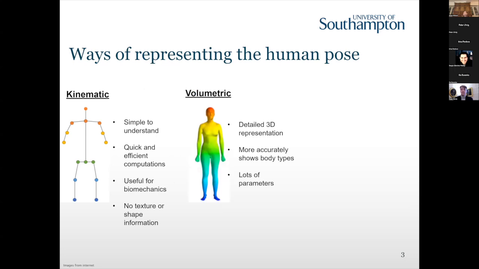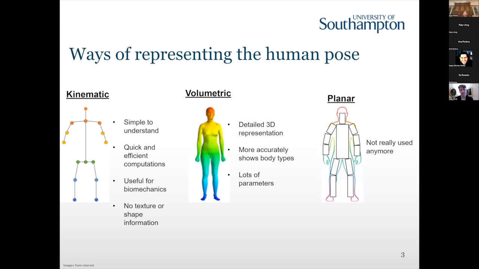So this is a detailed 3D representation. It more accurately shows body types, but there's lots of parameters because obviously you're dealing with meshes. So they do work in real time. You can get real time volumetric applications. They're just very GPU intensive. And then lastly, just to throw it in, there are some very traditional ways to represent a human pose, which is planar. It's not really used anymore, but just saying that these are the two which are used, but there are other approaches you can use to represent a human pose.